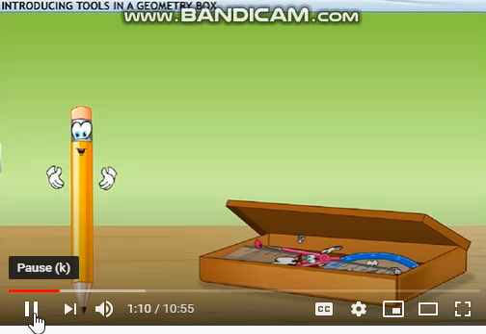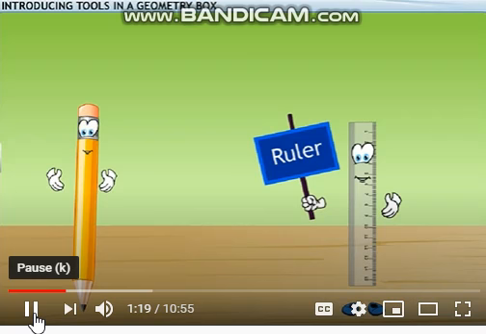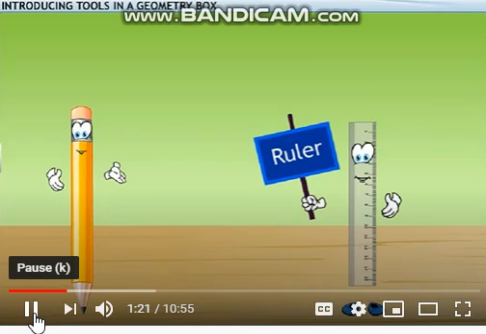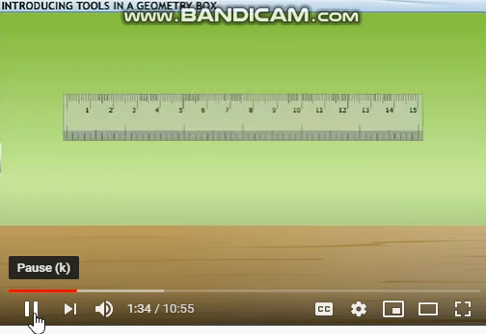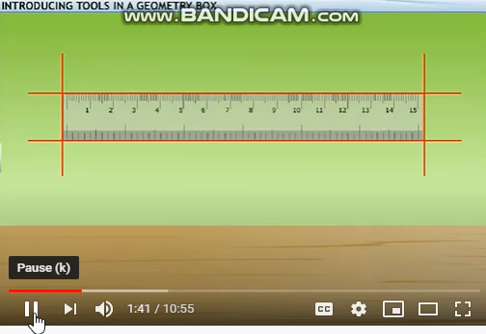First, I'll introduce you to the tools in your geometry box. Let's begin with ruler. Commonly, it is called a scale. The ruler is a most essential tool in geometry. This tool is used in almost all constructions. Usually, it has a flat surface with 4 straight edges.